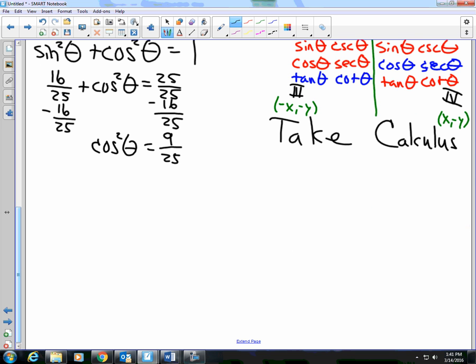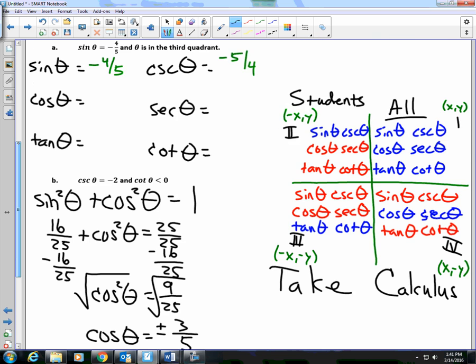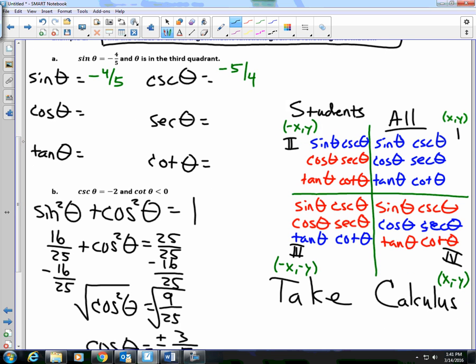Now what do I do to both sides? Square root. Square root of cosine squared is just cosine. What's the square root of 9? What's the square root of 25? 5. And when I take a square root like that, I have a positive and a negative. So we've done a great job right now of identifying that's either positive 3/5 or negative 3/5.